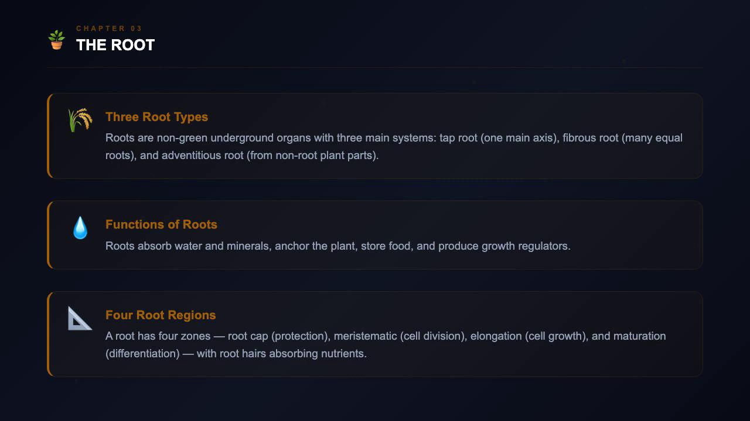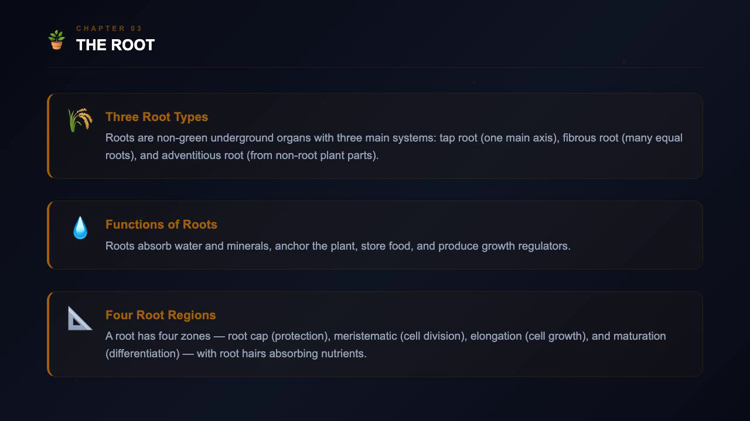There are three main types of root systems: taproot, fibrous root, and adventitious root. The taproot system has a main root axis with branches. The fibrous root system has many roots from the base of the stem. Adventitious roots come from other parts of the plant. The root system absorbs water and minerals, provides support, stores food, and makes growth regulators.